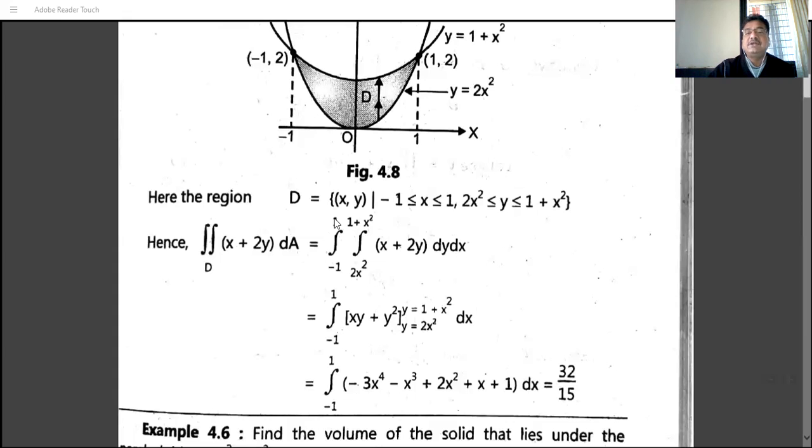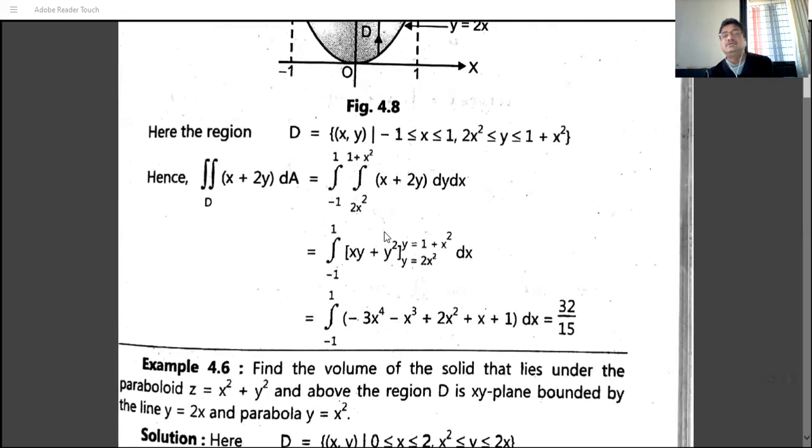I will share this problem with you again through WhatsApp, integrating with respect to x first and with respect to y second. Okay, I will share it with you through WhatsApp. We have the same answer.